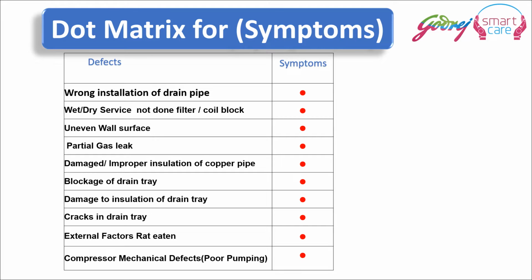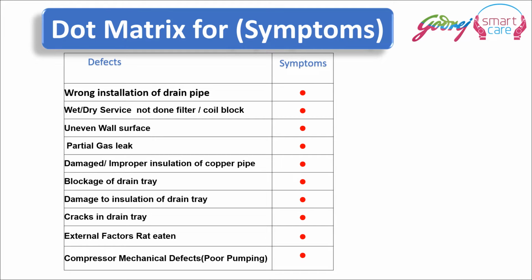So there are some inferences that we can draw from the questions that we have asked the customer, and we make a dog matrix of the possible defects for this symptom. That is, there is a wrong installation of the drain pipe, wet or dry service was not done, the filter or the coil is blocked, or there is an uneven wall surface on which the indoor unit is installed, which leads to a wrong gradient, and that's why there is a leakage from the drain. There can be a partial gas leak which would lead to ice formation, and that ice condenses and leaves water traces all over the indoor unit.